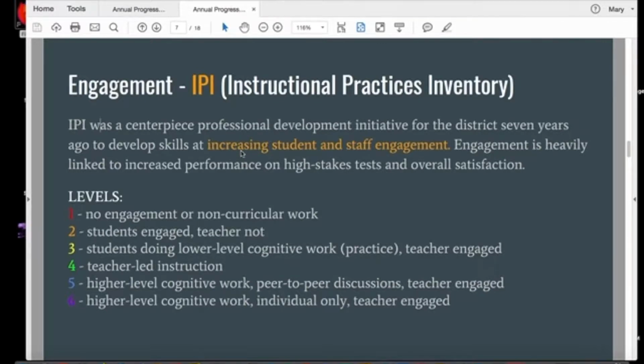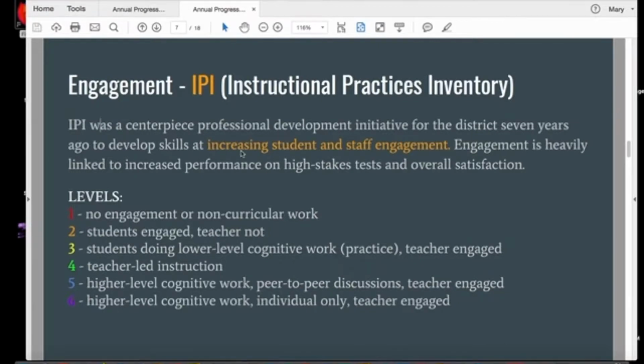Okay, then level 4 is teacher-led instruction, and that's pretty recognizable because the teacher is leading the lesson, whether it's a small group or whole group lesson, and the students are attentive and following the leadership of the teacher.